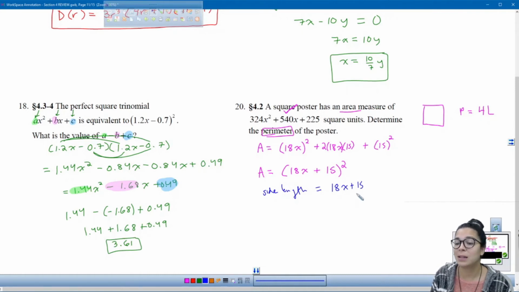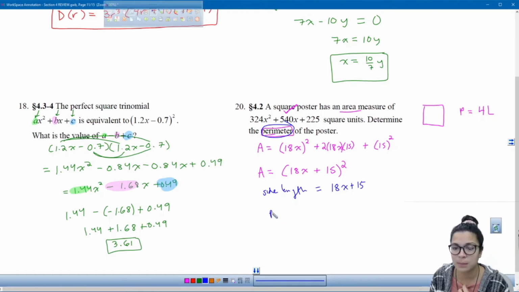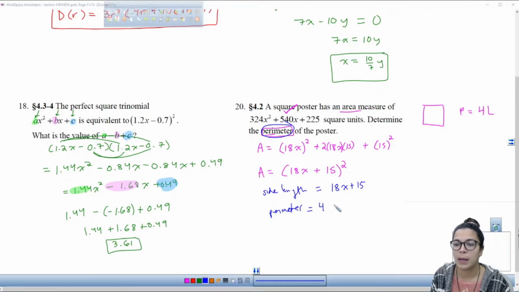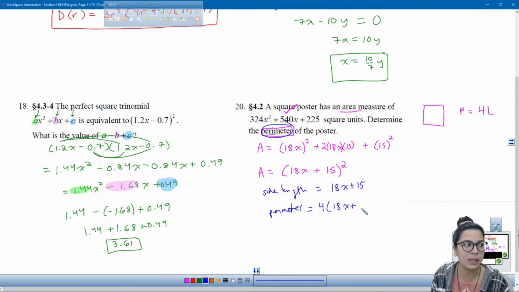Now, the side length is 18x plus 15. That is not the answer. We are looking for the perimeter, okay? The perimeter is 4 times the side length. So the perimeter would be 4 times 18x plus 15, which in this case would be 72x plus 60. All right.